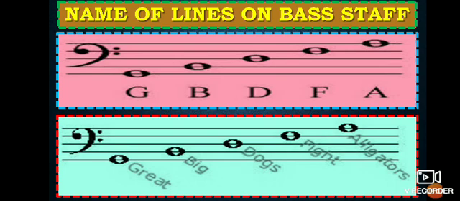Now look at the acronym for this. G stands for great, B stands for big, D stands for dogs, F, that is the fourth line, stands for fight, and the last one, A, stands for alligators. So it gives you: great big dogs fight alligators. Great big dogs fight alligators.